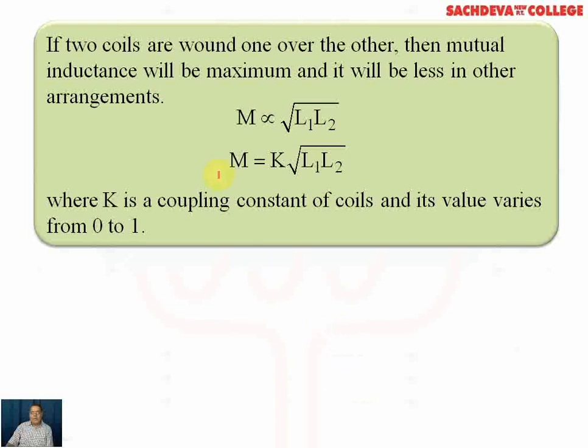If two coils are wound one over the other, then mutual inductance will be maximum. The value of this maximum mutual induction can be calculated by the formula M = K √(L1 L2), where K is the coupling constant. K is a coupling constant of the coils and its value varies from 0 to 1.